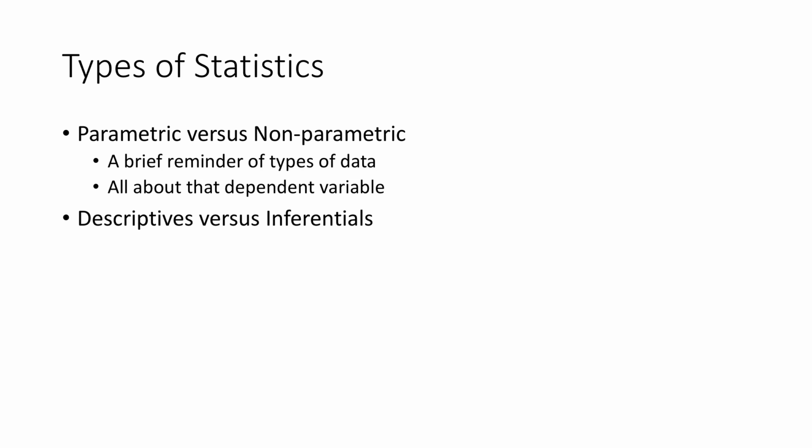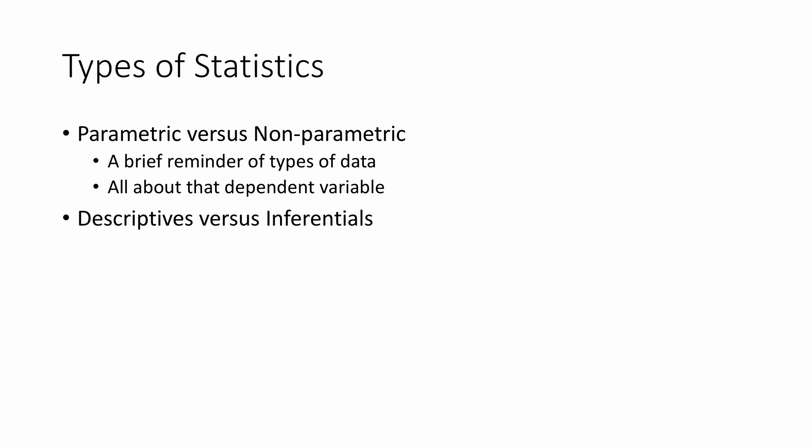And to give you a very brief overview of statistics in general. And this is very brief, but enough to get you by to understand what's going on. So we'll talk about parametric versus non-parametric statistics, with a brief reminder about the types of data that people can have. And parametric versus non-parametric, like which one I should use, is really all about a dependent variable. So think about that as all about that base, but it's all about the DV.